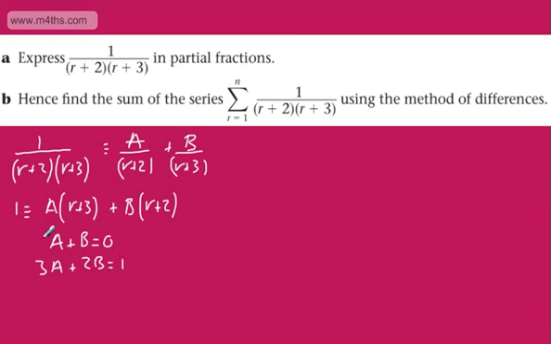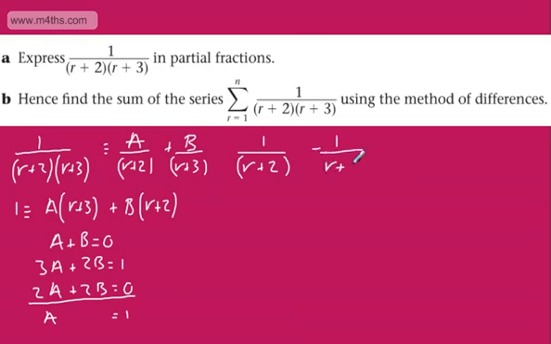What I'm going to do now is multiply a plus b equals 0 by 2 and write it as 2a plus 2b is equal to 0, and subtract down. That's going to leave me a, which ends up leaving me 0 for the b terms, and this ends up leaving me 1. So a is 1, b is minus 1. So we can express 1 over r plus 2, r plus 3 in partial fractions as 1 over r plus 2 minus 1 over r plus 3.